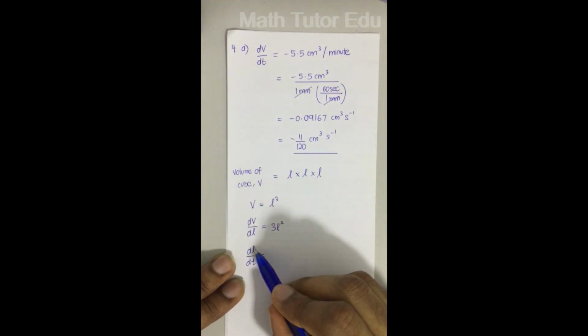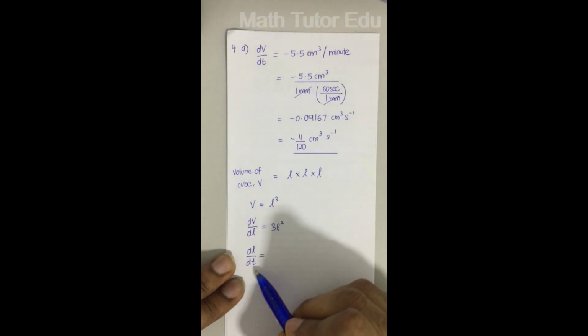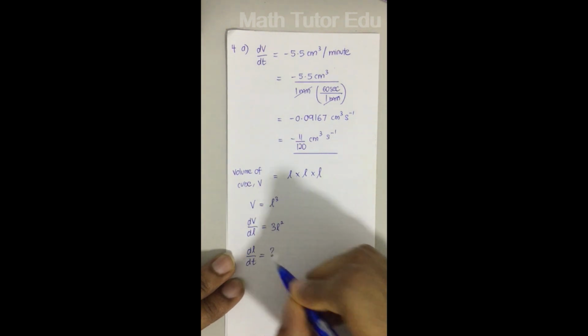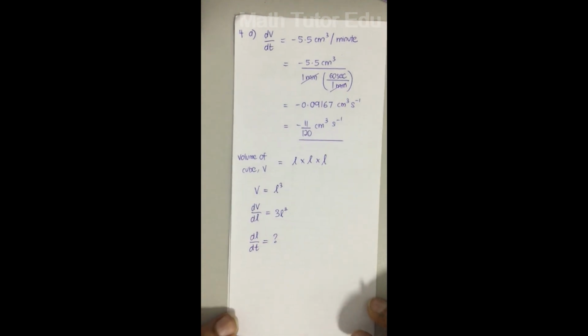Okay, the rate of change of side length in centimeters. Side length is considered as length, guys. So we need to find the rate of change of length with respect to time. How are we going to find it? We're going to apply the chain rule.